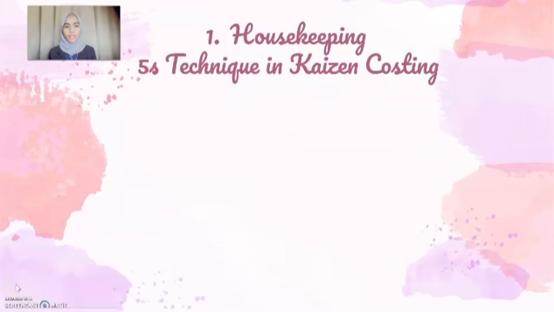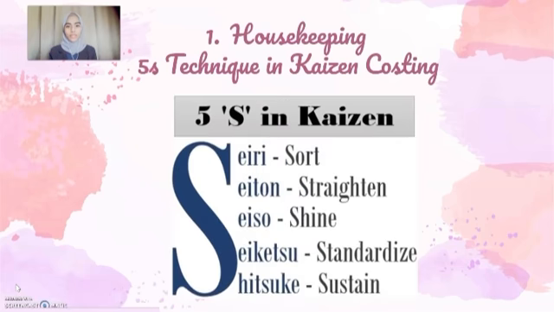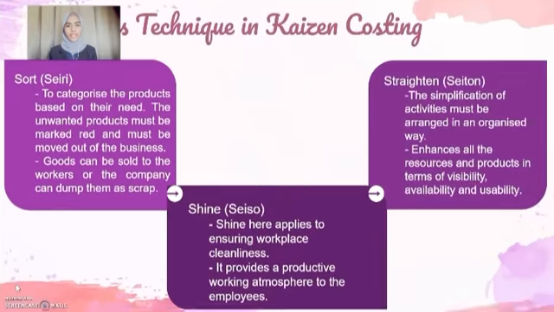Under housekeeping, we will look at the 5S technique in Kaizen costing, which comprises 5 elements, the first one is sort, straighten, shine, standardize, and also sustain. Or in Japanese words, it means seiri, seiton, seiso, seiketsu, and shitsuke. Next, we will look at the definition of sort first. The first S of the technique.